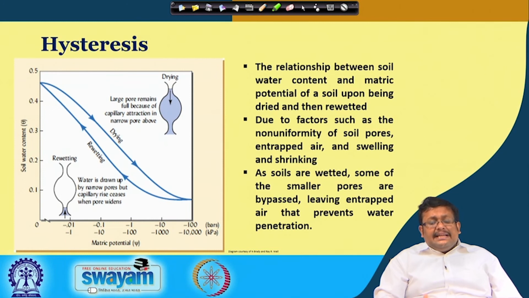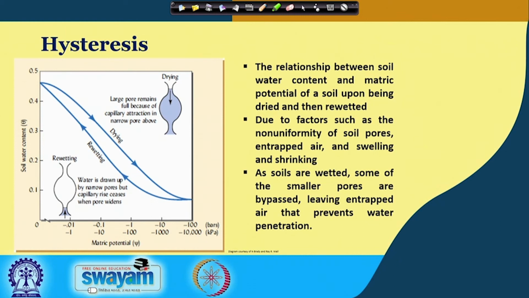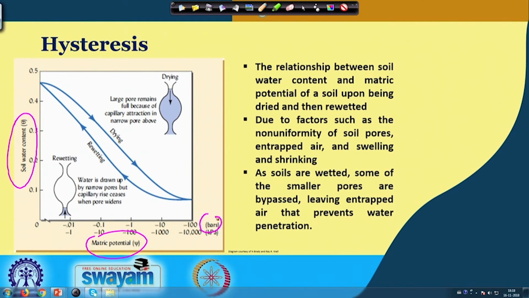Hysteresis is basically the relationship between soil water content and barometric potential of a soil upon being dried and then rewetted. This shows the relationship between barometric potential and soil water content, where we denote soil water content by theta, and barometric potential is given either in bar or kilopascal. The relationship between the soil water content and barometric potential for a given soil when we are drying that soil is not similar for the same soil when we are rewetting it.